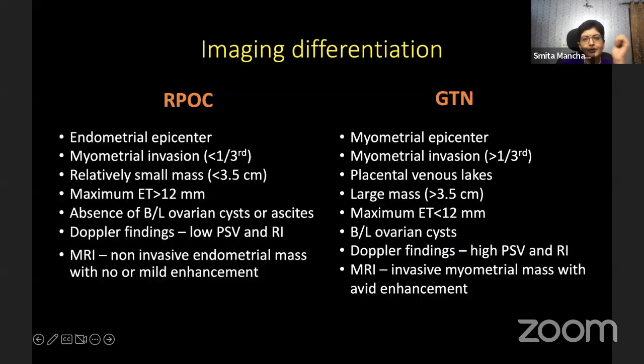So again, the main difference, just always remember RPOC is endometrial epicenter. So the myometrial invasion is less. It's a relatively small mass. There would be no bilateral ovarian theca lutein cyst or ascites.